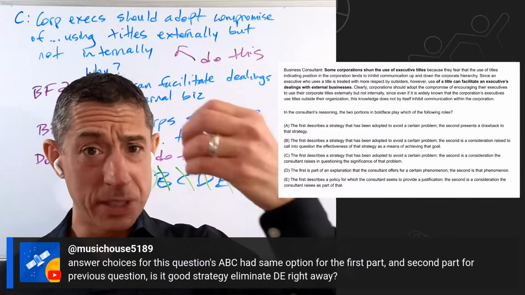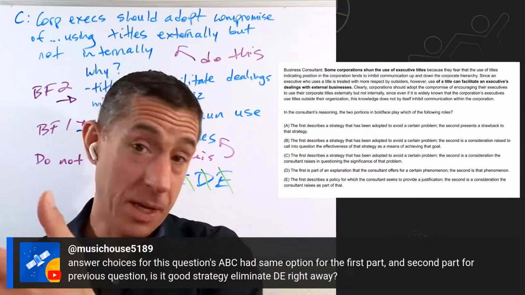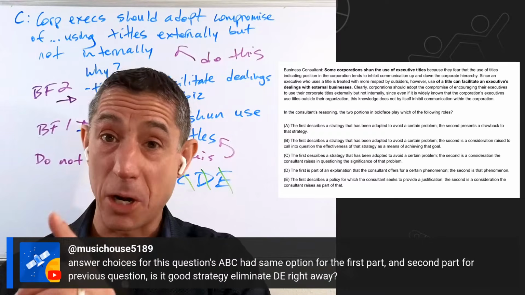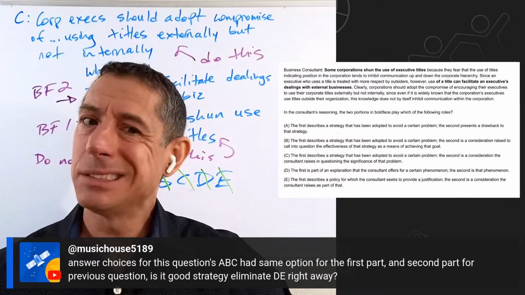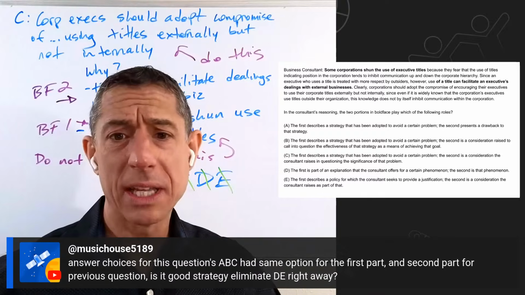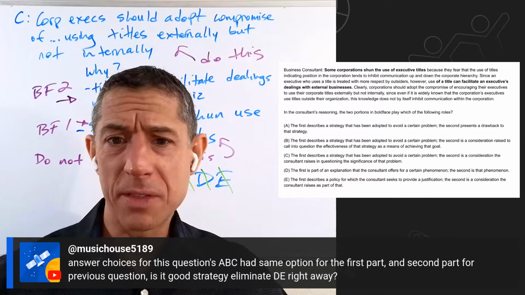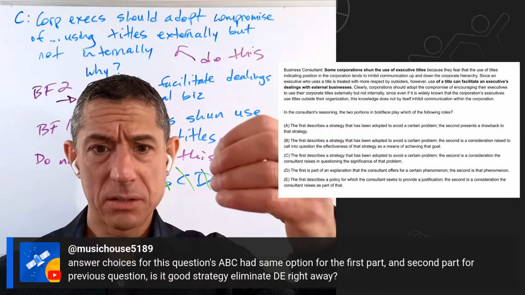So if you know that the first half is wrong, can you just cross it out without reading the second half? I'm fine with that, but you better be certain. If you're like, well, I'm pretty sure that's kind of crappy, read the second part just to be safe. But in this case, yeah, if you're totally confident that the first half is wrong, you can cross it out.